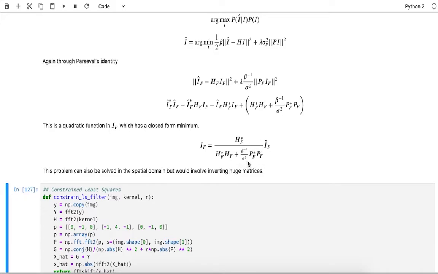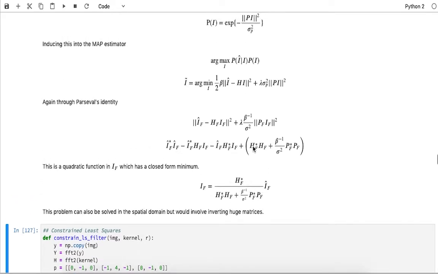This can otherwise be solved in the spatial domain. You can just expand everything and minimize with respect to I. Basically, you have to take pseudo inverses there, but essentially you'll end up with the same thing, some kind of a similar metric. What you might get is H transpose H plus some lambda, let's call this lambda, times.